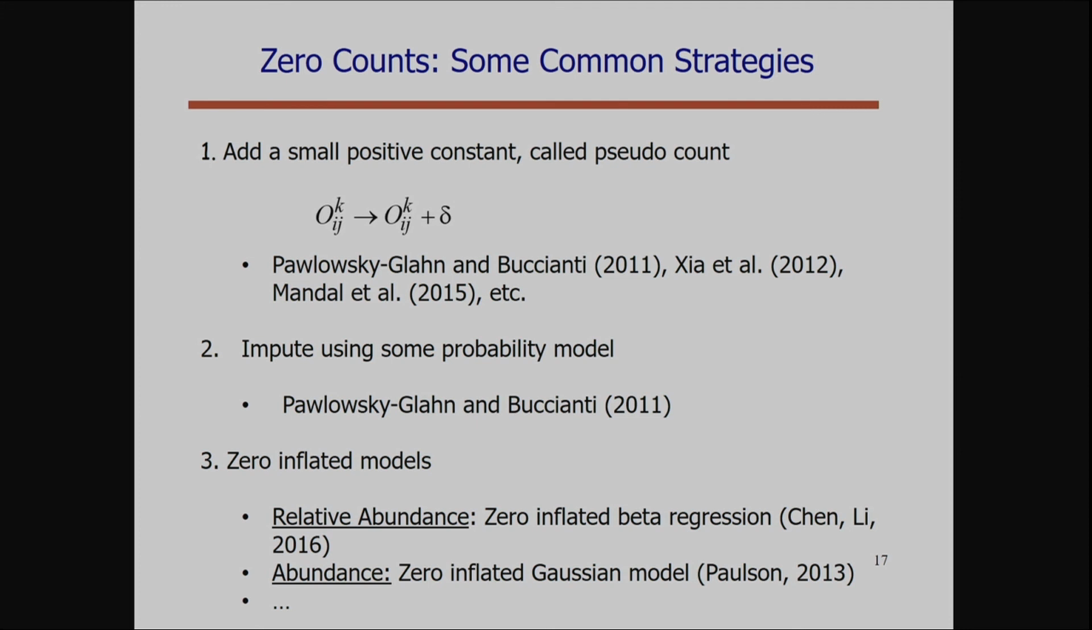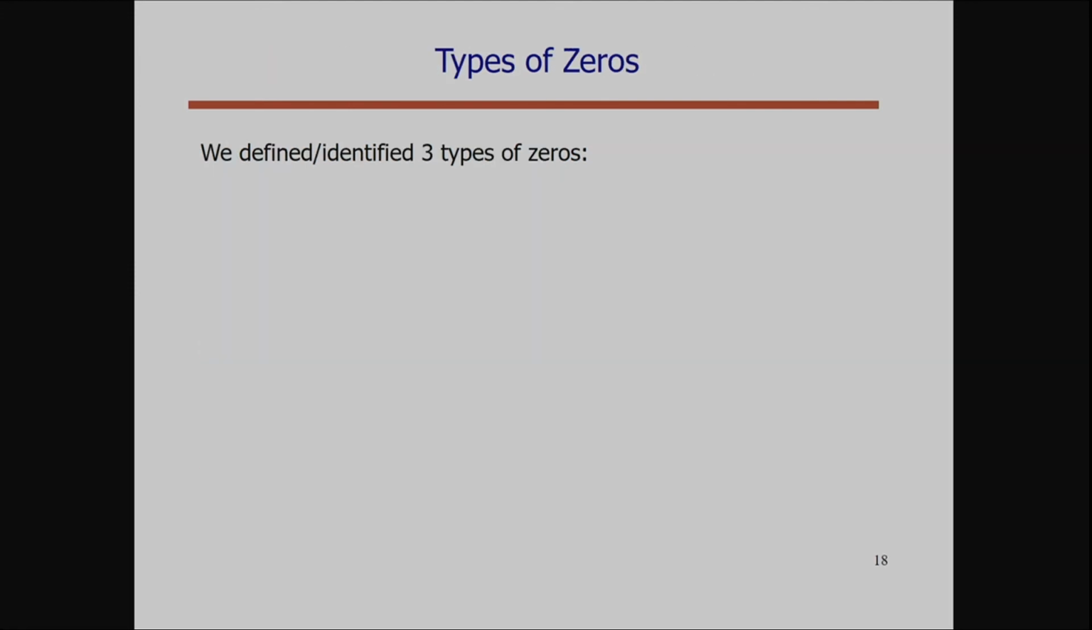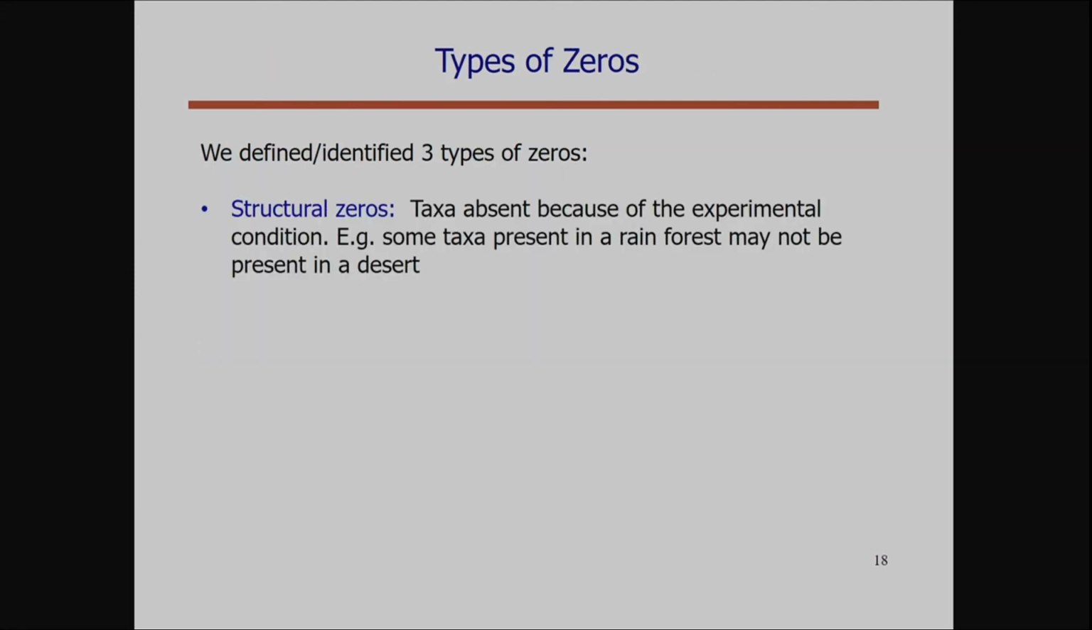So the three types of zeros we consider are, first, structural zeros. These are zeros you find because the taxon is not supposed to be present in a certain condition. So if you're comparing, let's say, rainforest samples with desert samples, some taxa should not be present in the rainforest and some should not be present in the desert. So these are structural zeros. You will have them, okay? And you cannot impute them by any number. It makes no sense to impute these zeros.